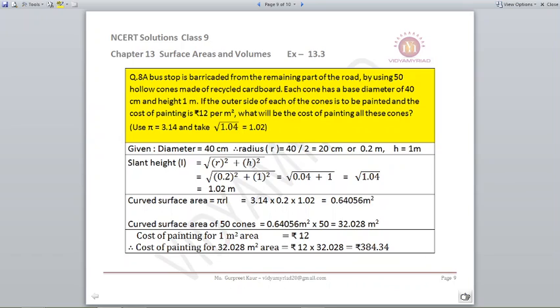32.028 meters square. Now we also need to find out the cost of painting. We are told that for 1 meter square area, the cost is rupees 12. So for 32.028 meter square area, you need to multiply it by 12. That comes to rupees 384 and 34 paise.